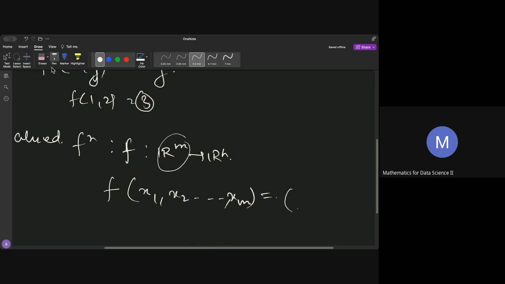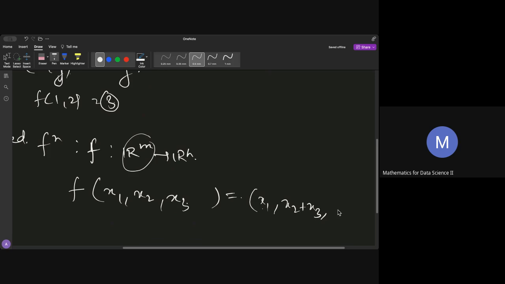Let's take a simple example here, involving three variables only. So I'm taking this to be x1, x2 plus x3 and x2 square. This is also fine, right? Because we're only talking about functions.